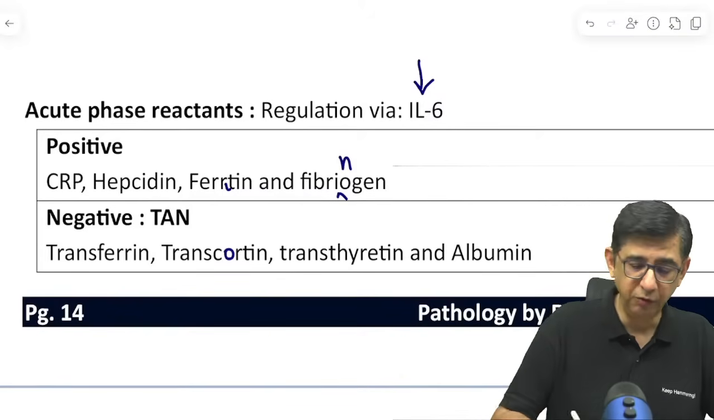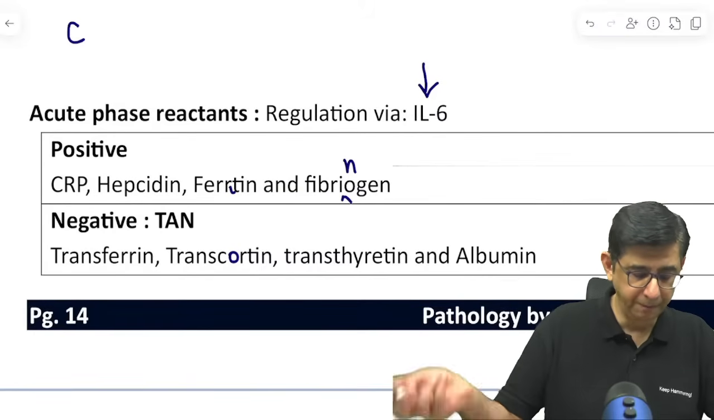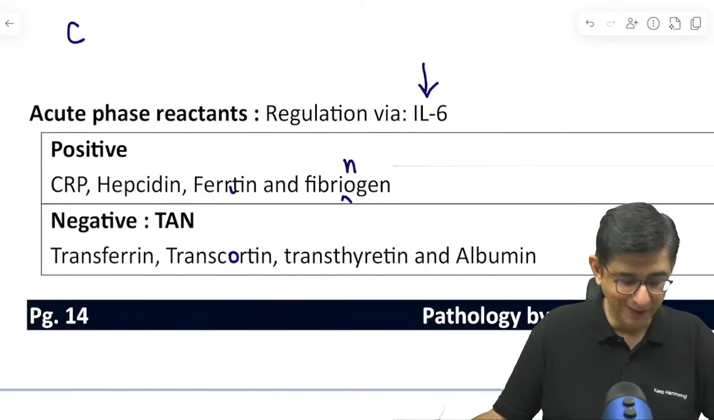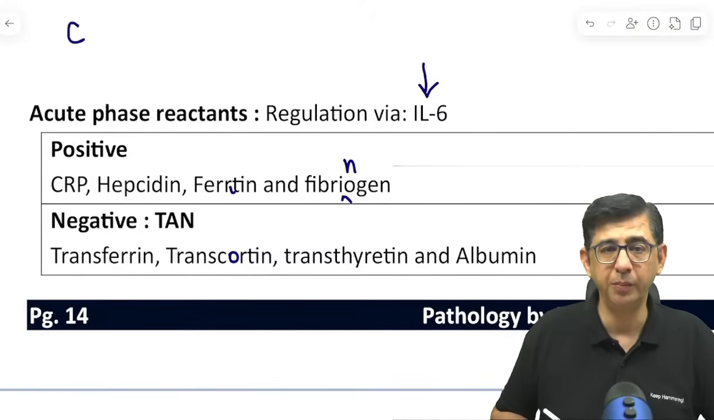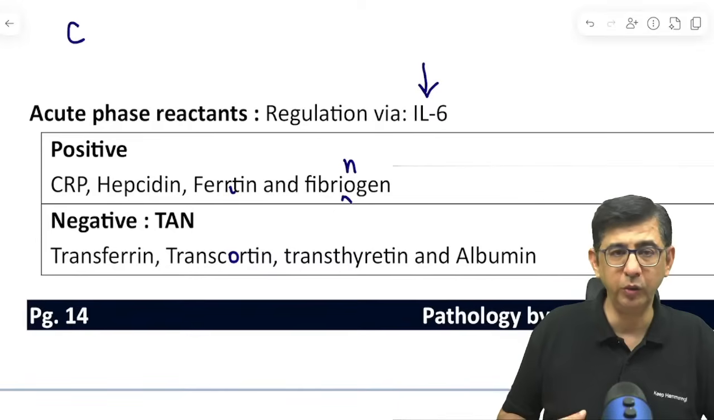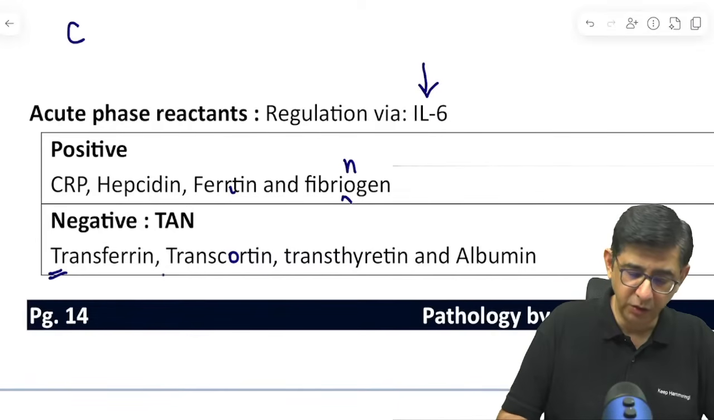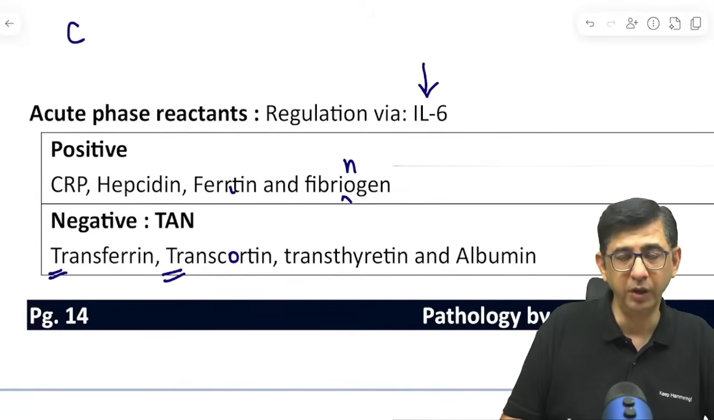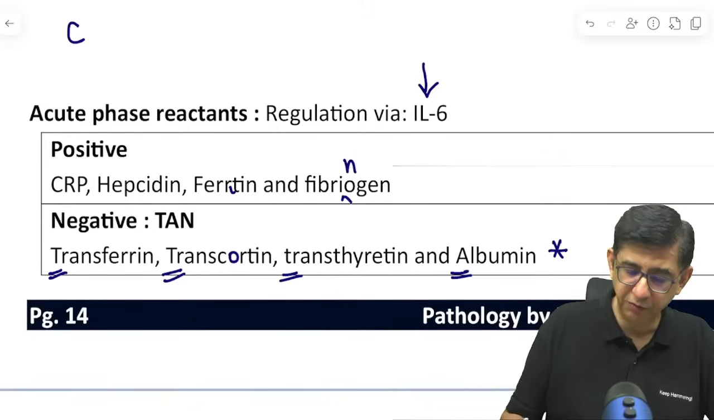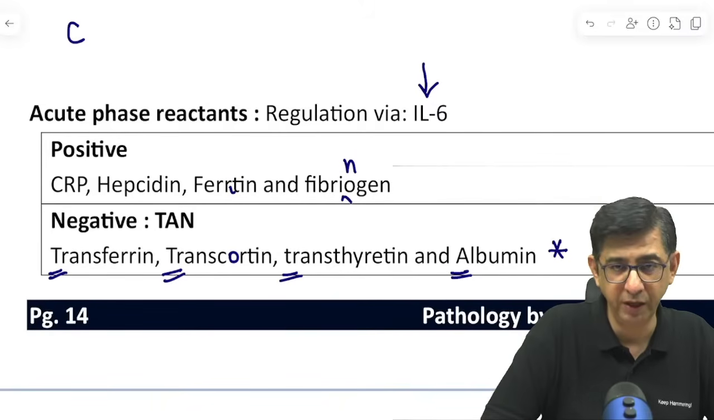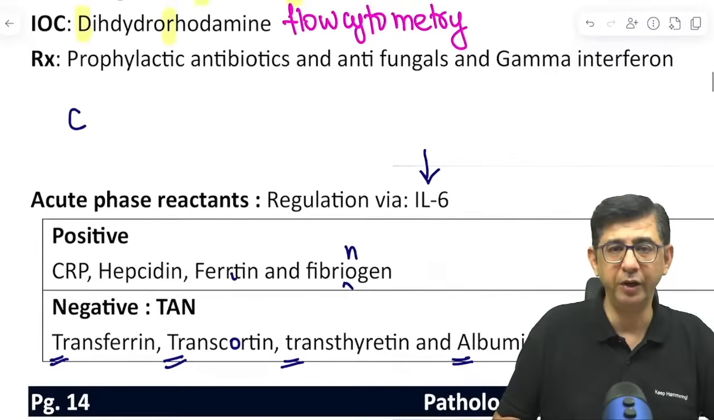CRP. CRP की full form बोल देना फटाफट से. What does CRP stand for? Others are hepcidin, ferritin, and fibrinogen, which are acute phase reactants. Negative are TAN. T से transferrin हो गया, transcortin हो गया, which is a transport protein for cortisol, transthyretin, and then albumin. Most of the time, for negative phase reactant they ask about albumin, which is a negative phase reactant. Whenever damage is there, the albumin levels will tend to become lesser.